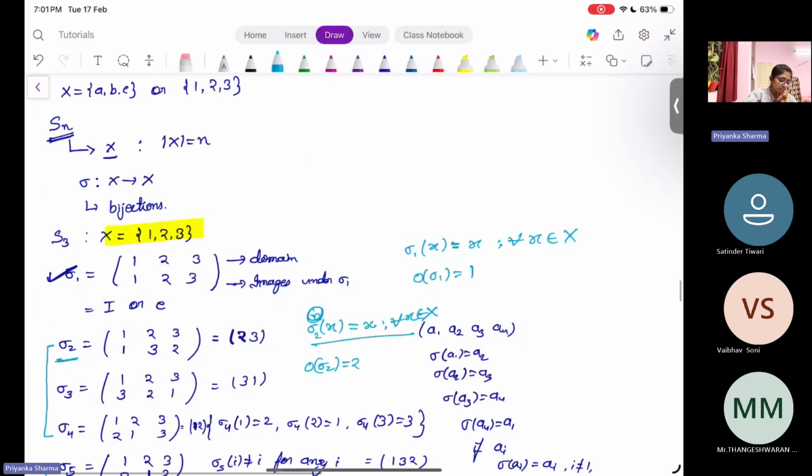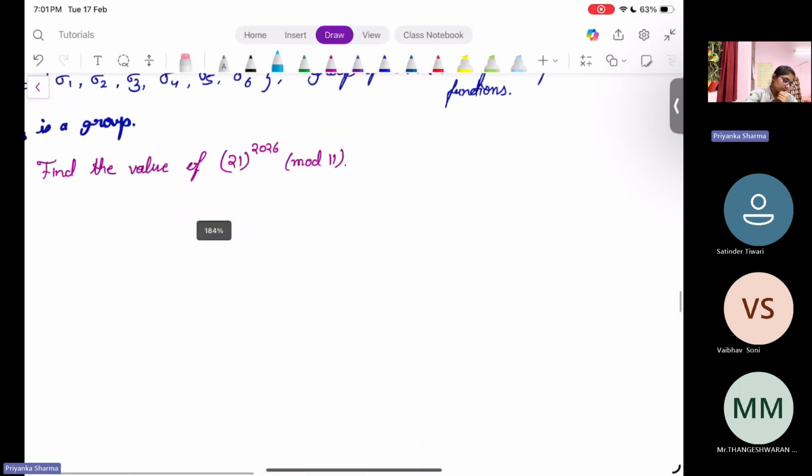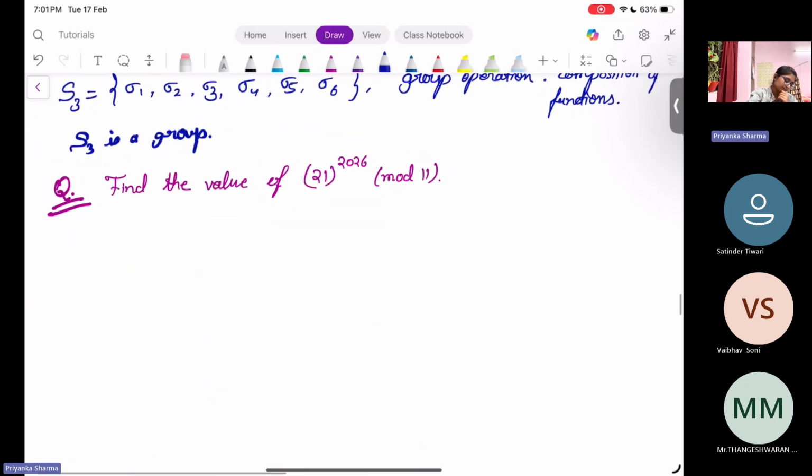Okay, so is the question clear? And I hope you get an idea what a permutation group is. Any doubt? So come to the next question.